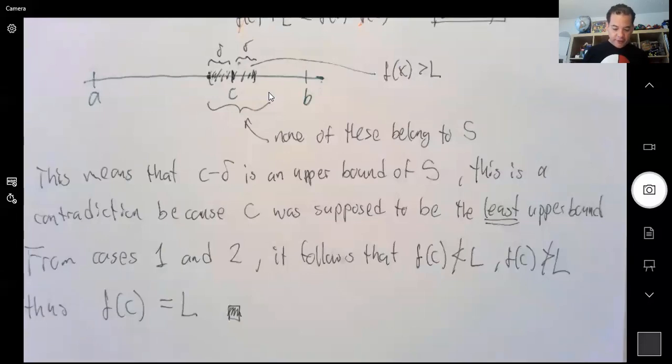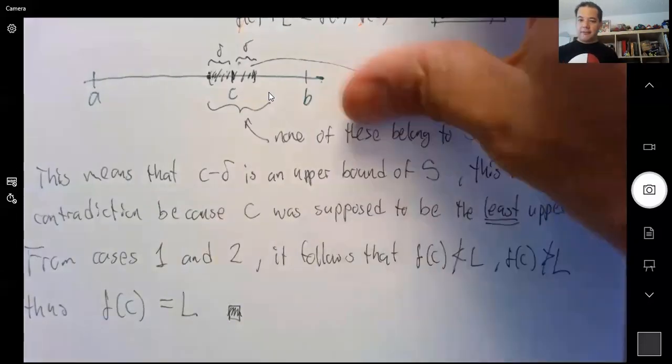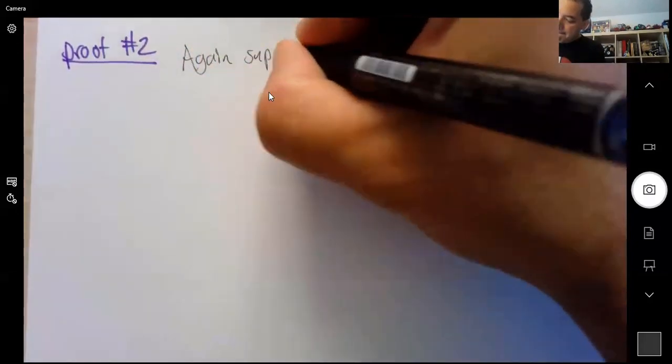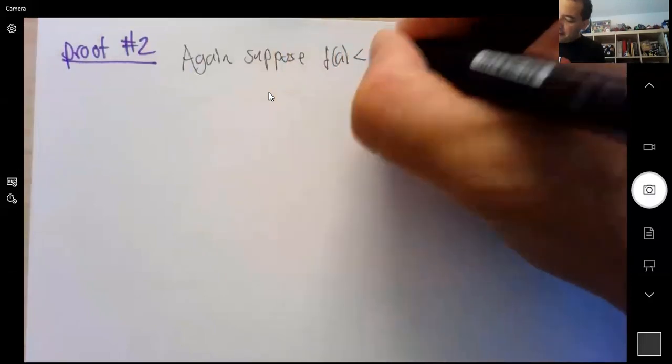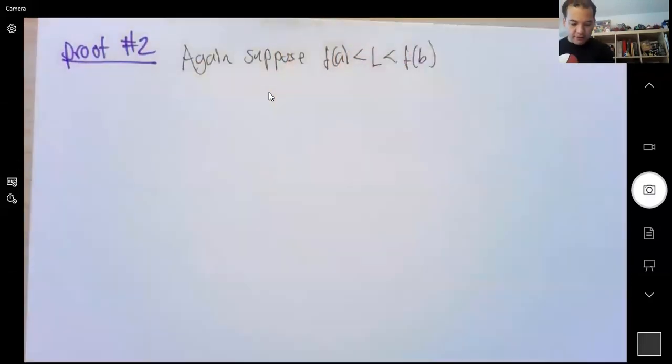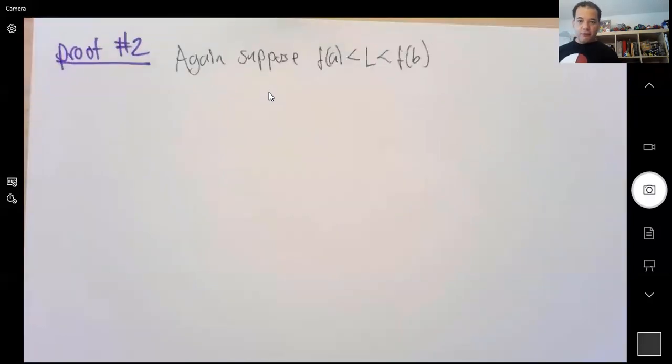Okay, let's do the second proof. This second proof, I kind of like it because it's algorithmic in a certain sense. So it provides you with a practical way to find the actual C. So again, let's suppose that f of A is less than L, less than f of B. All right.